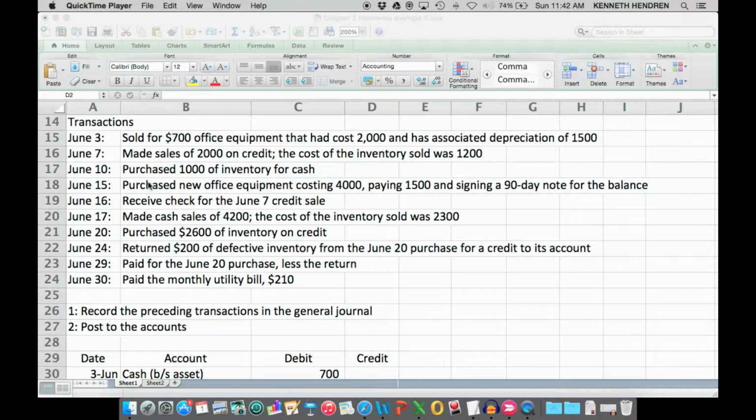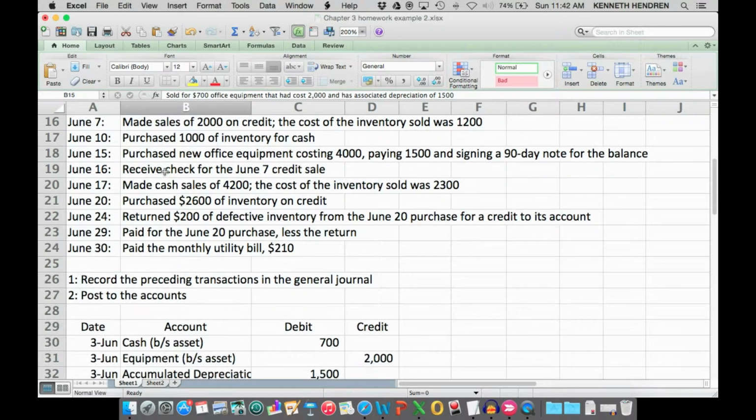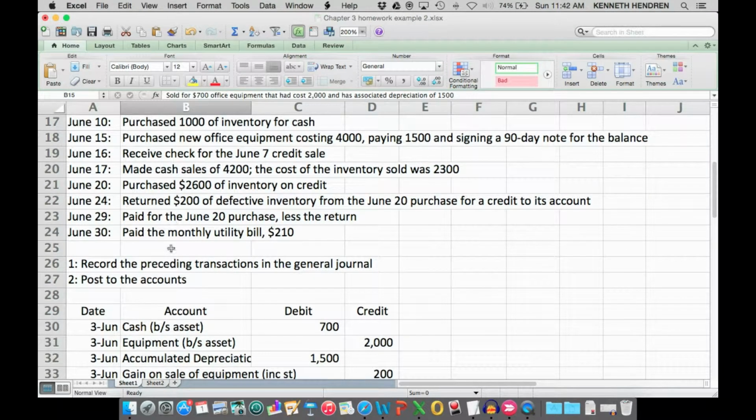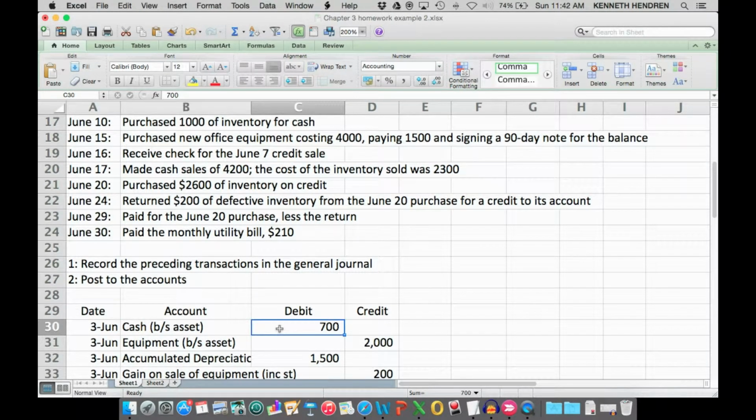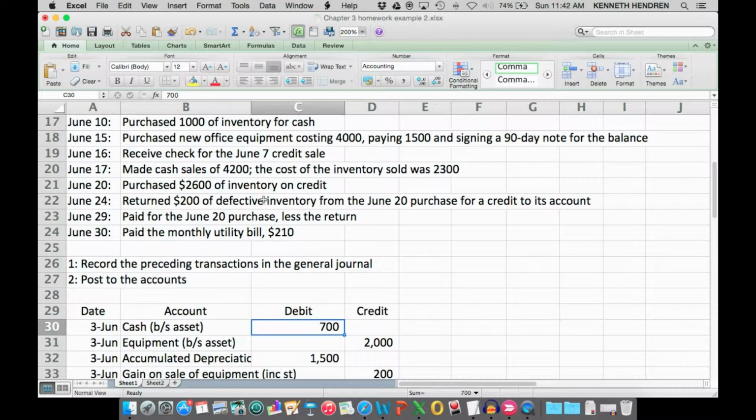The first one says: sold for $700 office equipment that had $2,000 of cost and associated depreciation of $1,500. Our journal entry is to debit cash because we got the cash. So that's an increase of our cash by $700 because we sold it for $700.